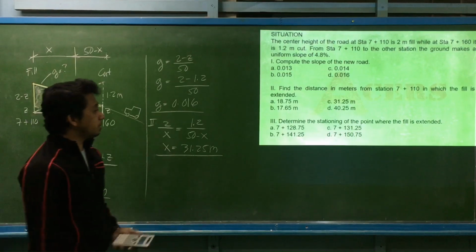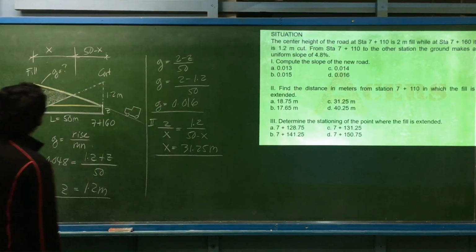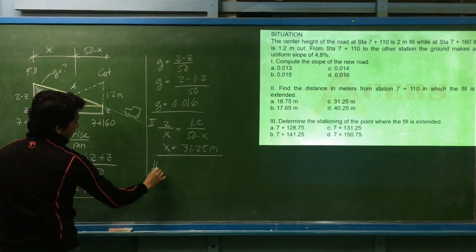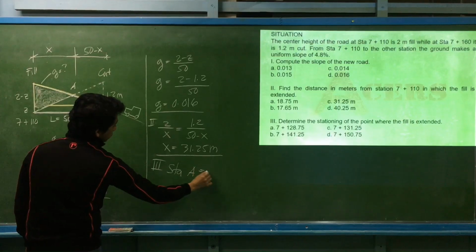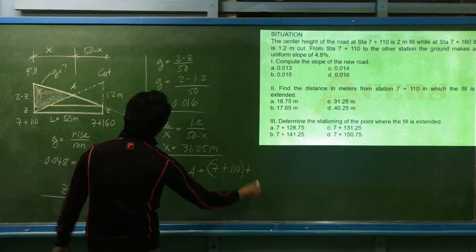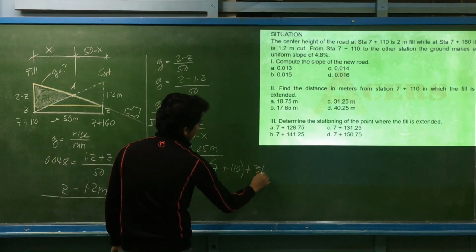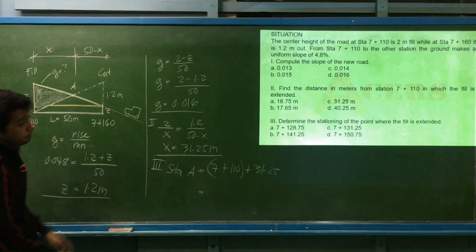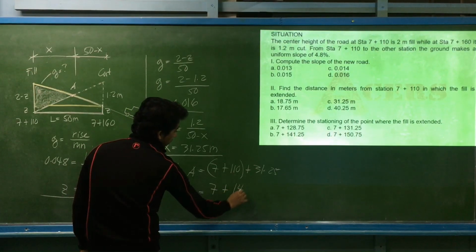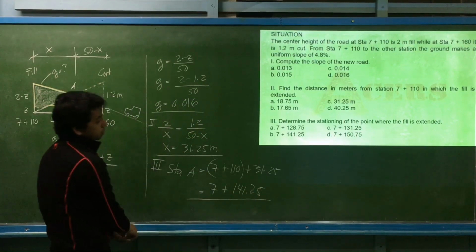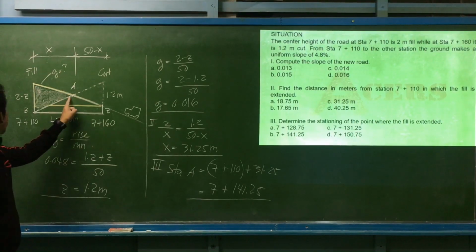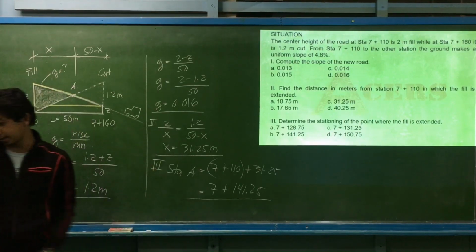The last requirement is to determine the stationing of the point where the field is extended. So, the stationing of this is 7 plus 110. Let's say this is point A. For the third requirement, the stationing of A is equal to, starting from here, 7 plus 110, plus the value of x. What is the value of x? We have 31.25. So the stationing of the point wherein the field is extended is at 7 plus 141.25. So our answer is letter B, boy, for number 3. Is that right? Yes, okay. So for this example, the answer is B.